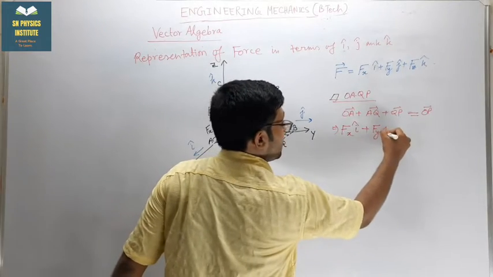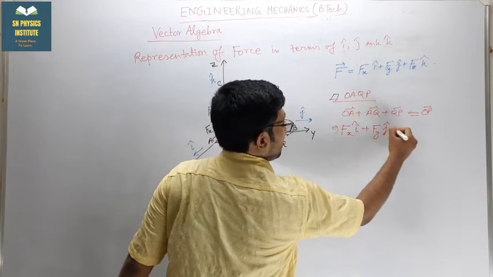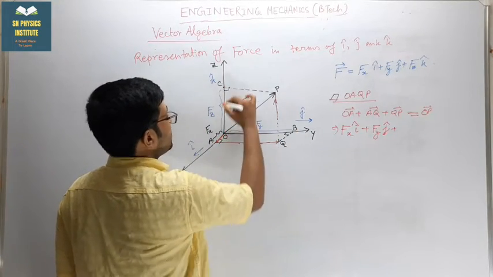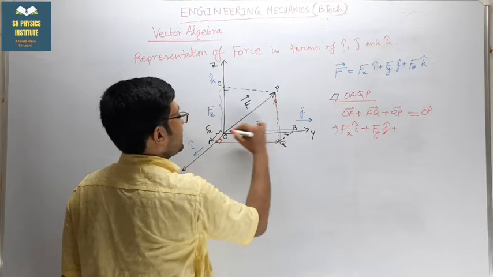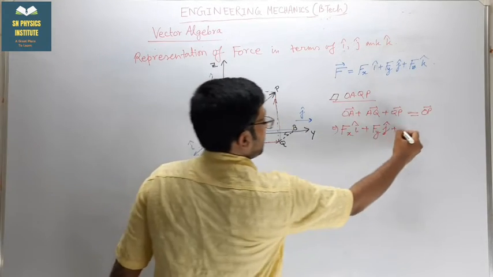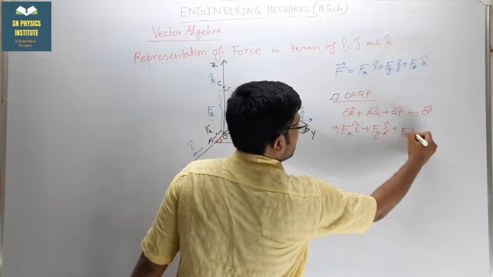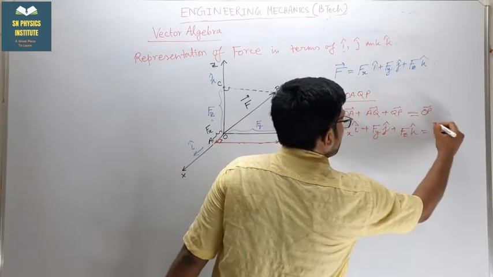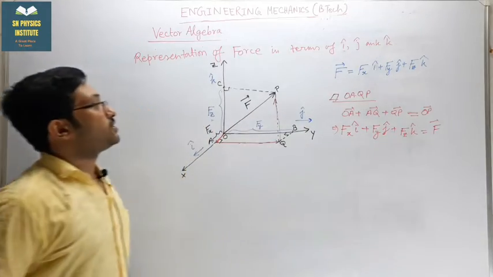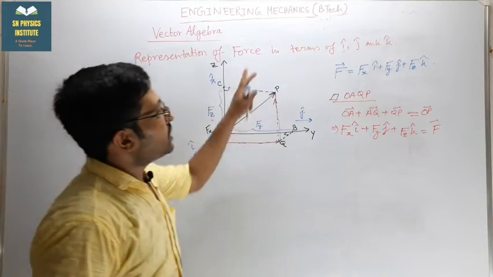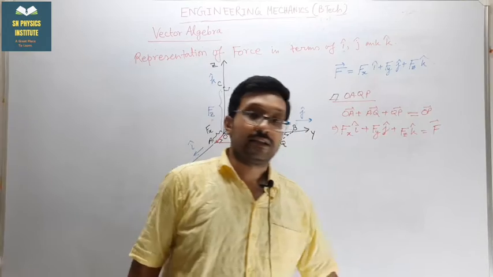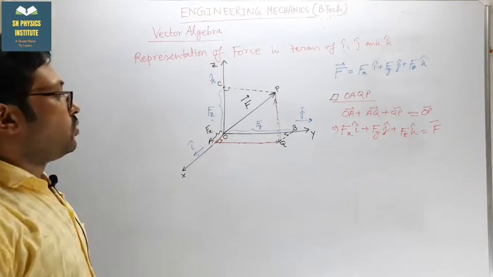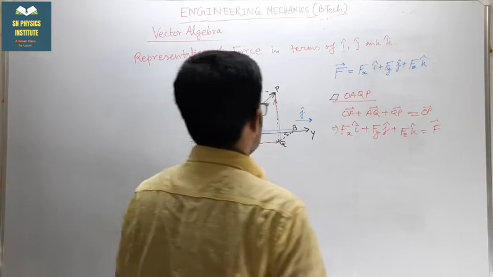So Fy j cap, plus QP and OC, which are both parallel and equal to each other, so I can write Fz k cap. This is equal to the OP vector, which means the F vector. So this is the representation of the force vector in terms of I cap, j cap and k cap. We can express any vector this way.